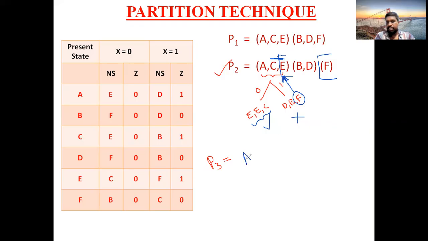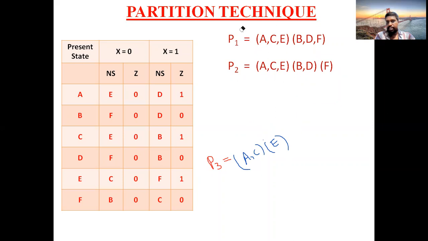So ACE is separated as A comma C, and E separately. Okay. Now, so ACE group is solved. Next, go for verification of B comma D. Zero successor value of B comma D is D comma B.